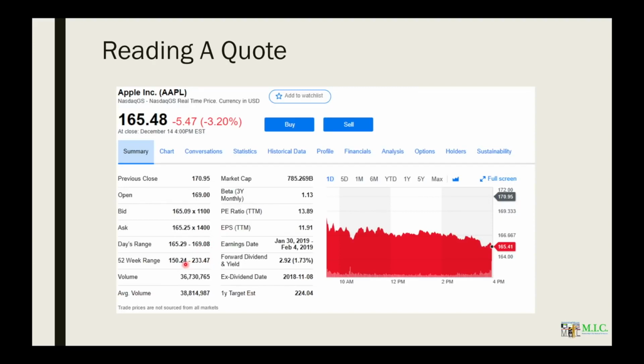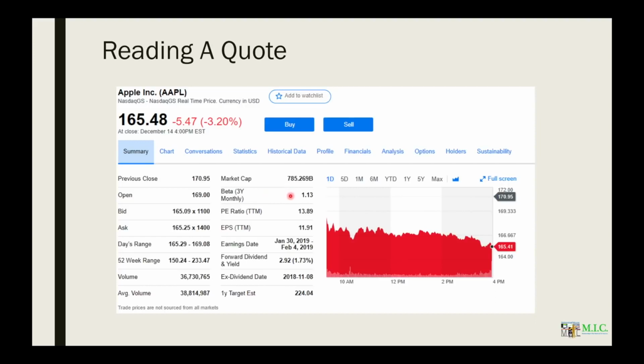52-week range, 150.24 is the low, 233.47 the high. The markets like to measure volatility of a particular stock in terms of a 52-week range as well. So there is also the day's range, the 52-week range, and really whatever range you want to measure. Volume on the day, 36,730,765, that's 36 million. Average volume, 38.8 million. Market cap, this is a $785 billion company, so that would be classified as a mega cap.